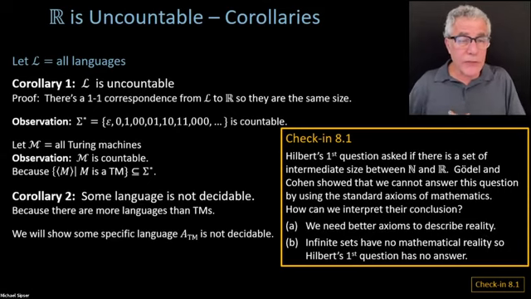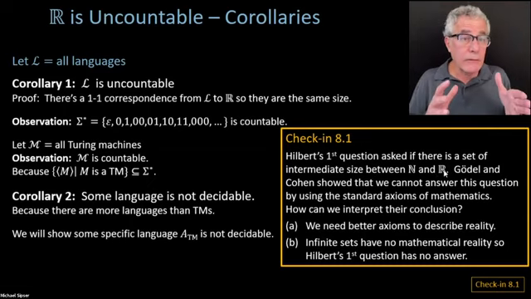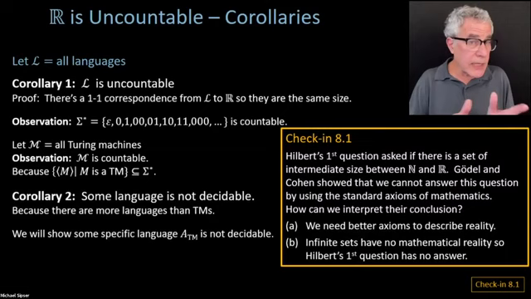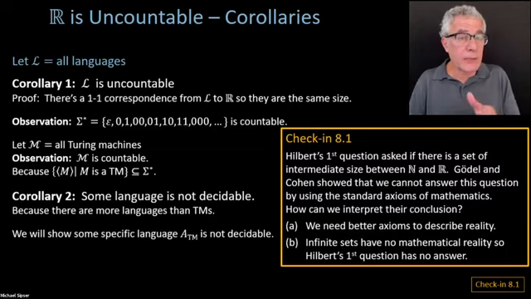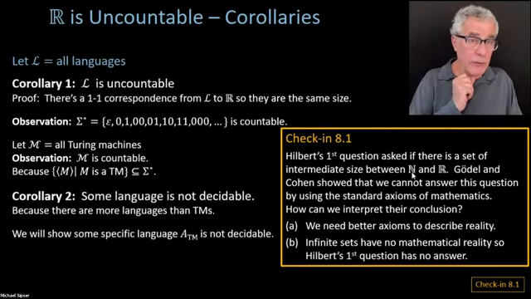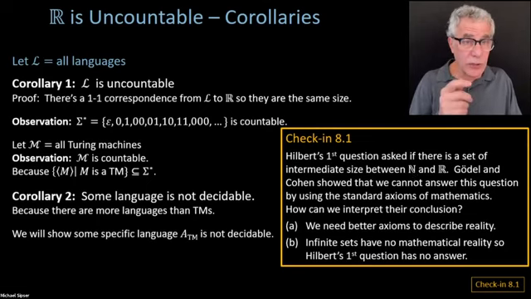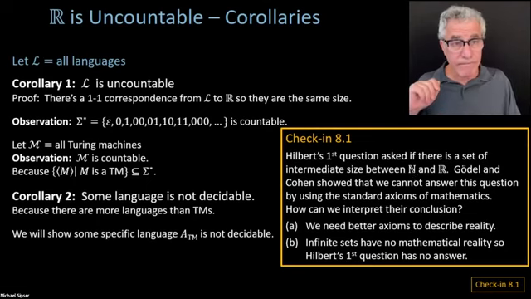background here, because this is relevant to this question that I got about intermediate size sets. So the question of whether there is a set of size between the natural numbers and the real numbers, strictly in between. So bigger than the natural numbers, not the same size as the natural numbers, but not the same size as the real numbers either, but in between in size. That was Hilbert's question number 1. Out of his list of 23 that I talked about a few lectures back.